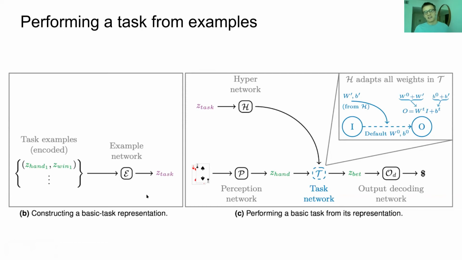So the idea is that the system thinks about a few different hands of poker, whether they won or lost, and then from that, it figures out what the task of poker is like. With that task representation, it can adapt the task network to doing this task. And then it can go off and play some new hands of poker.